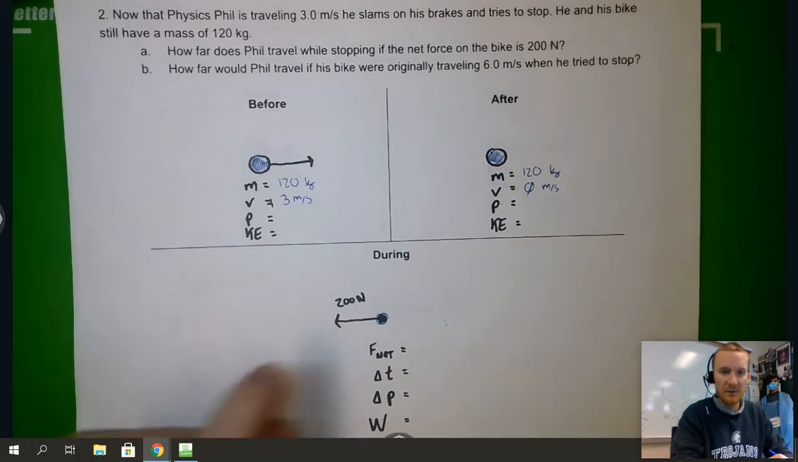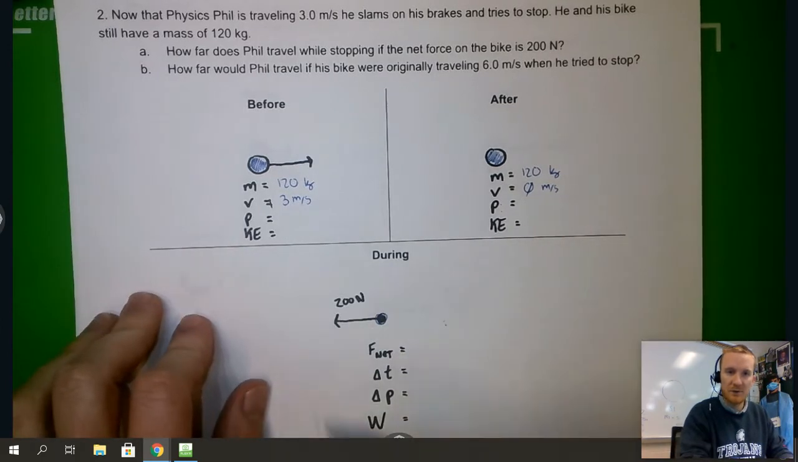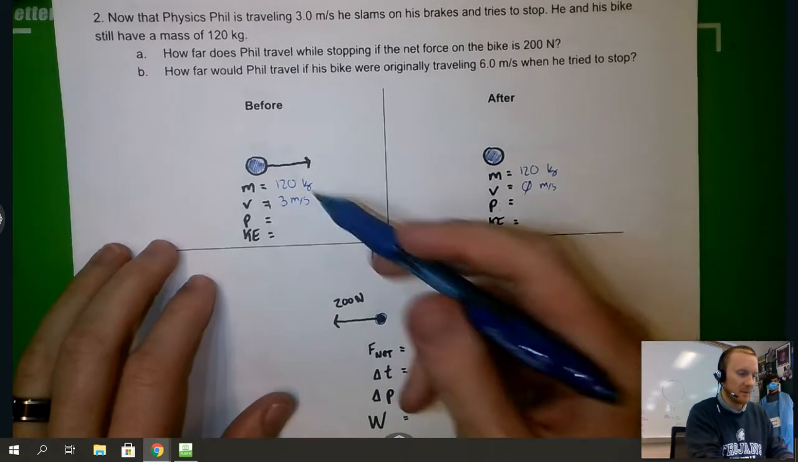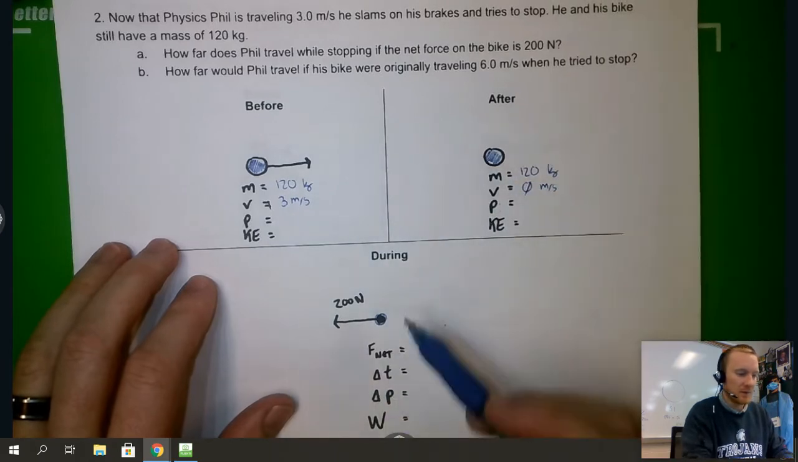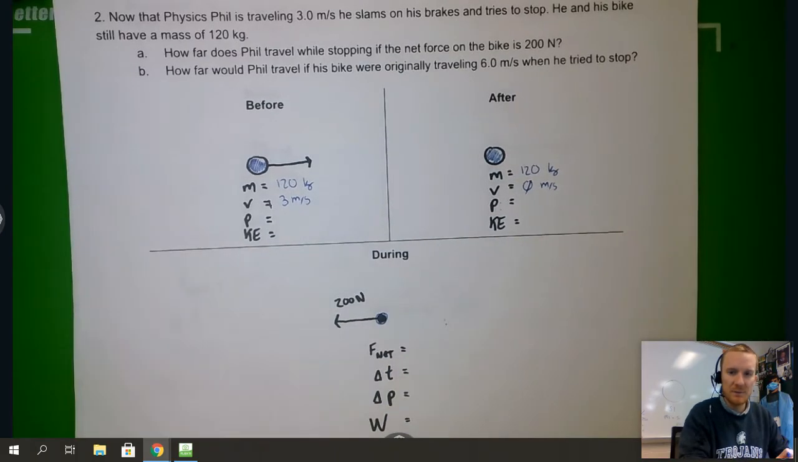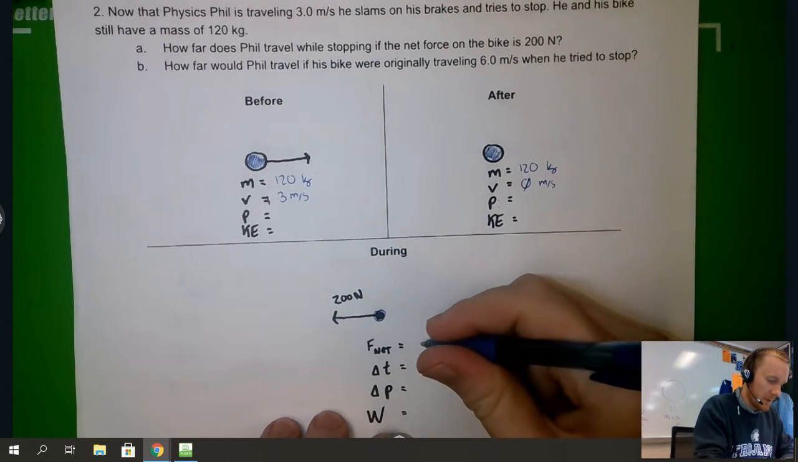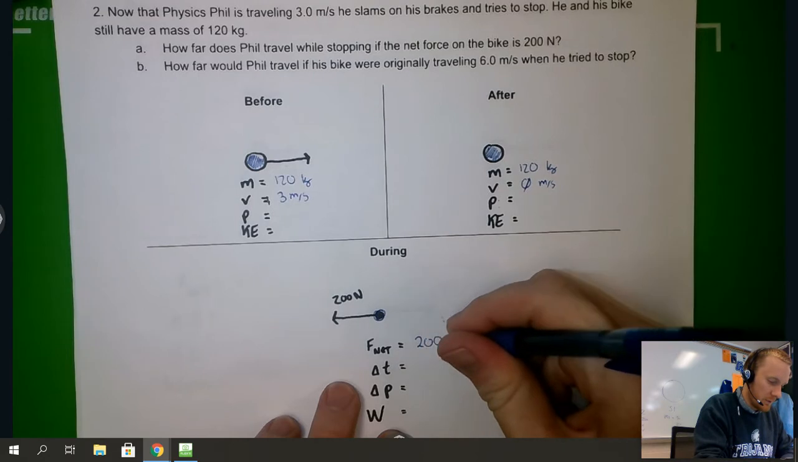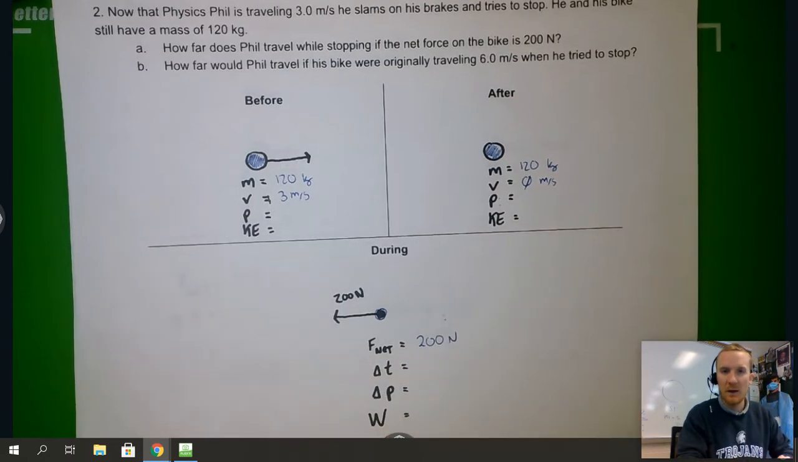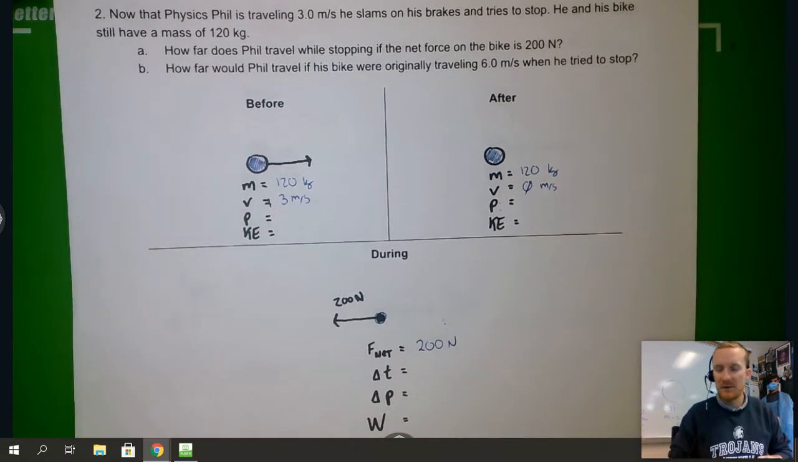You'll notice that I have my force going in the opposite direction of motion, and that should make sense because if he's moving and he comes to a stop, that means that he has to feel some sort of net force that cancels out or counteracts his motion. So I'm going to include net force here, 200 newtons. Okay. All right. So the first thing we want to know is how far does he stop?